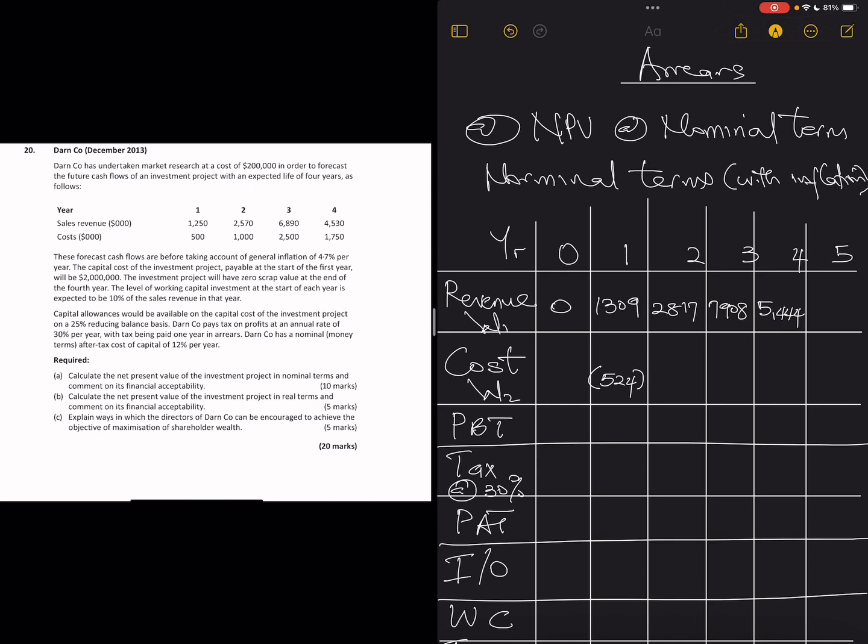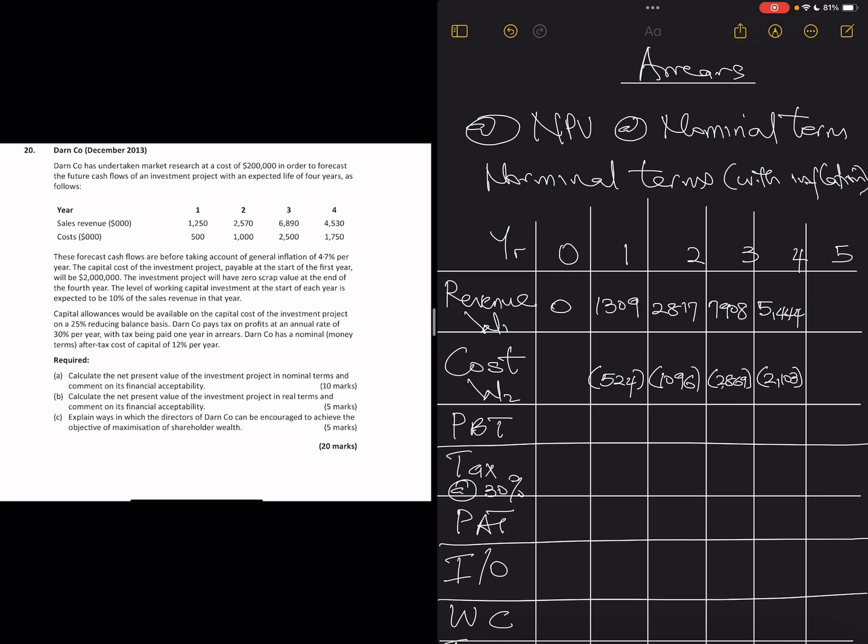So 524. Year 2 will be 1096, 2869, and you have year 4 to be 2103.